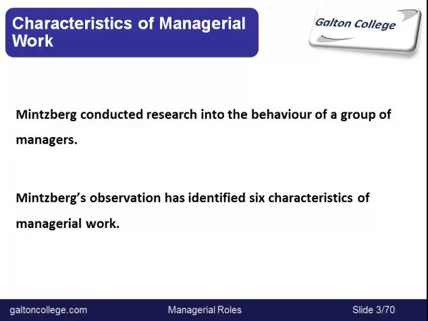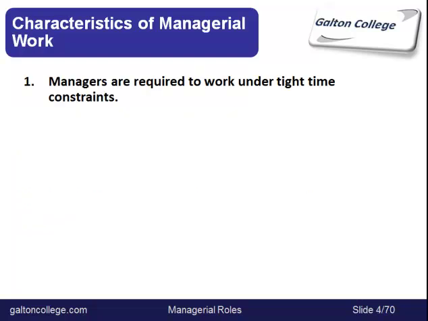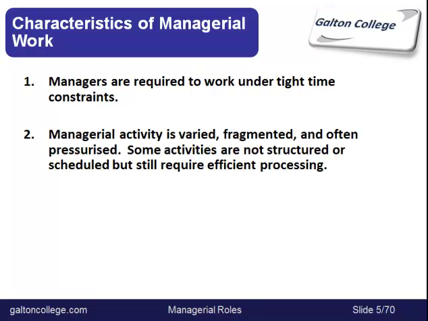So there are 6 characteristics of managerial work that we need to look at first, then go on to look at the management roles. So the characteristics of managerial work are as follows. First of all, managers are required to work under tight time constraints. Generally speaking, managers must ensure that the work is done according to the schedule that's been set out. So managers work under tight time constraints.